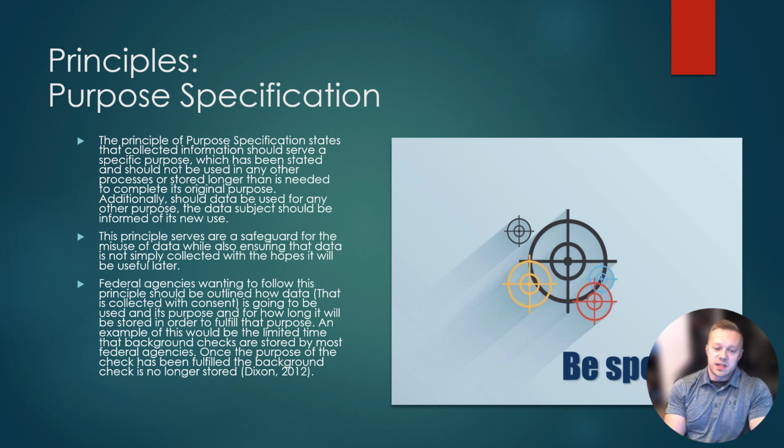This principle serves as a safeguard for the misuse of data while ensuring that data is not simply collected with the hopes it might be useful. Federal agencies wanting to follow this principle should be outlining how data is collected with consent, and where it's going to be used and what purpose it will be used for. They should also tell them how long it's going to be stored in order to fulfill that purpose. An example of this would be the limited time that background checks are stored by most federal agencies. Once the purpose of the background check has been completed, the background check is no longer stored.